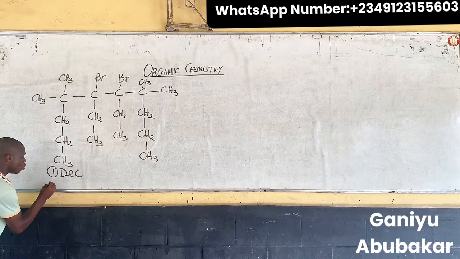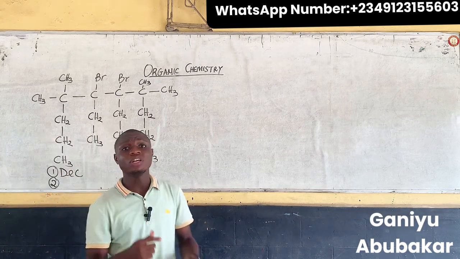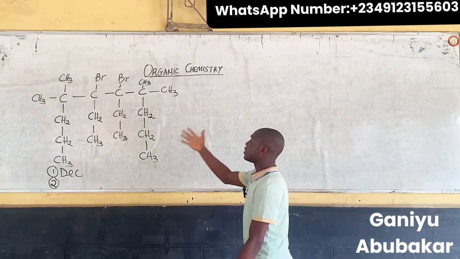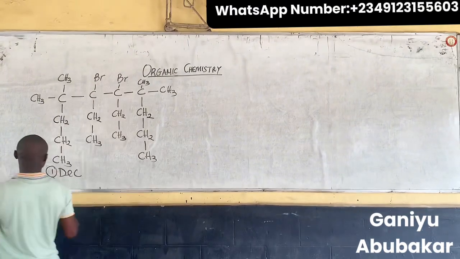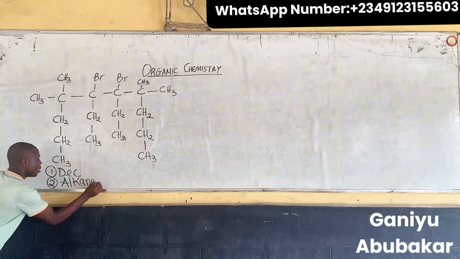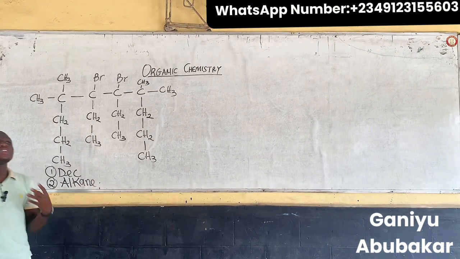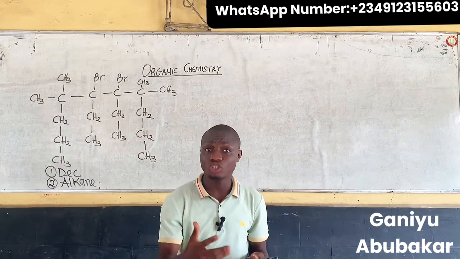That's rule 1. Your rule 2 is to identify the functional group. The functional group here, all these are single bonds. So that's an alkane. This compound here is an alkane.